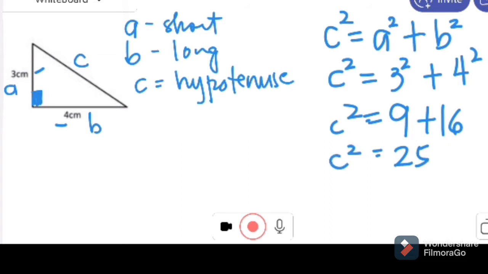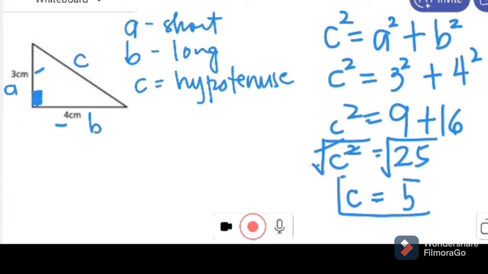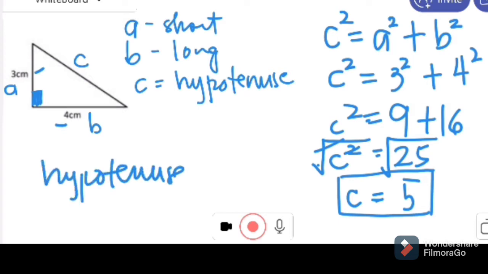C squared. So to solve for this, we need to use squaring of both sides. So that C is now equal to the square root of 25. So the square root of 25 is positive and negative 5. But since this is a length, there is no negative length. So let's just take the positive number. So C is equal to 5. In this case, our hypotenuse is equal to 5 centimeters.